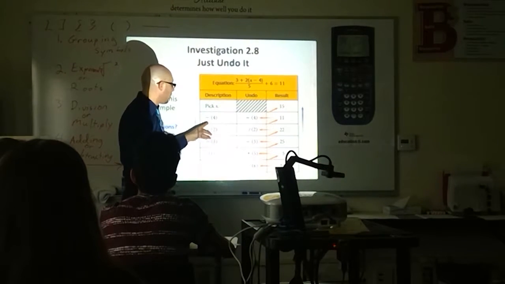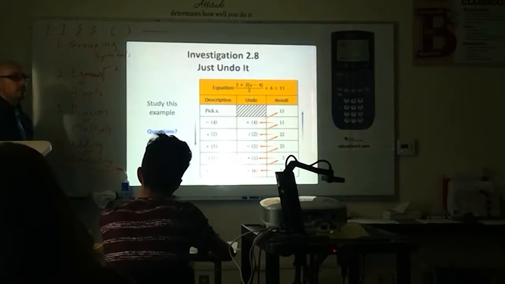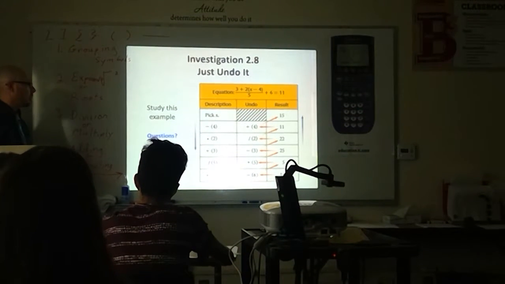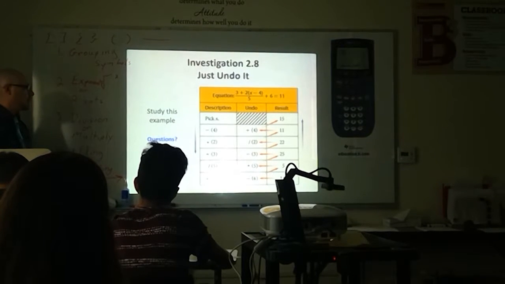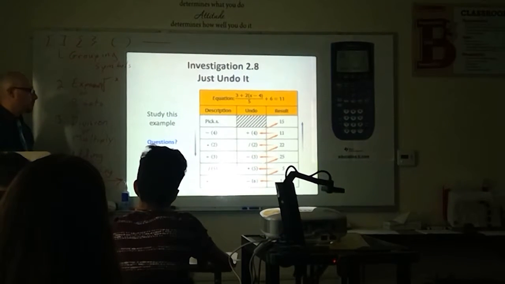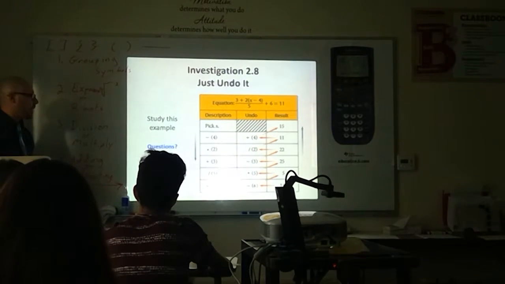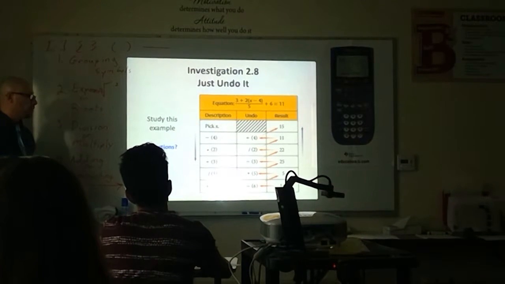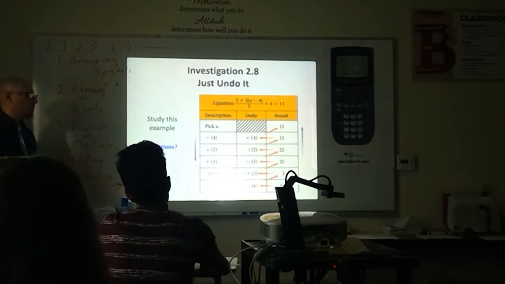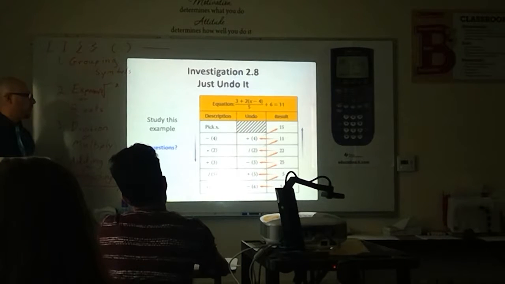And if we do the undoing, what's the undoing of subtract 4? Add 4, okay? The undoing of multiply by 2? Divide by 2. Undoing adding 3? Subtract 3. Dividing by 5? Multiplying by 5. Adding 6? Subtract 6. And my result's 11. So 11 minus 6? 5. And then 5 times 5? And 25 minus 3?